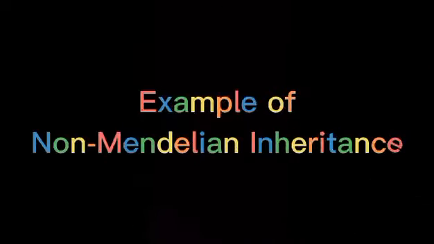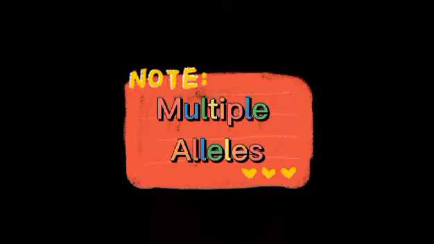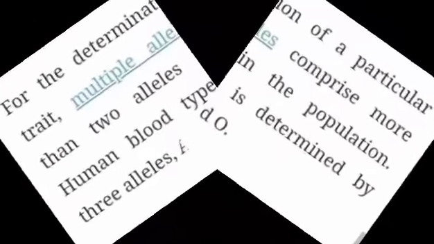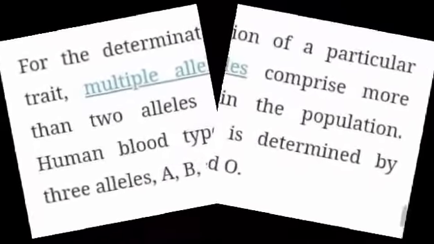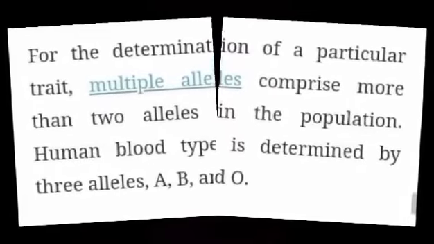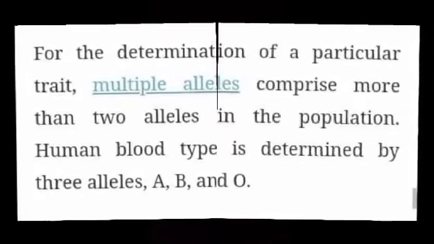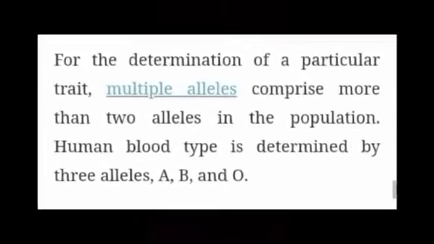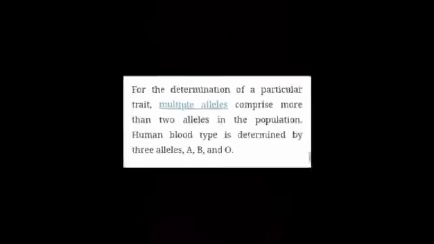An example of non-Mendelian inheritance is multiple alleles. For the determination of a particular trait, multiple alleles comprise more than two alleles in the population. Human blood type is determined by three alleles: A, B, and O.